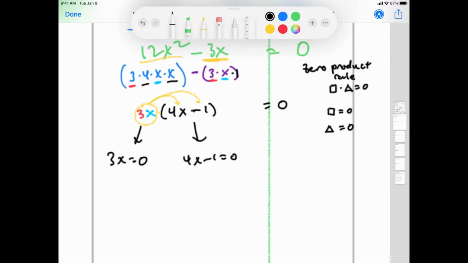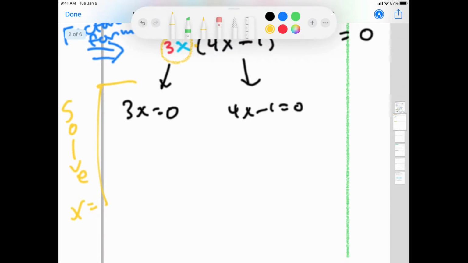So let's just note this. This is my factored form, or basically all we're doing here is factoring, and then everything below here, we are doing something called solving. Solving basically means we're going to have x equals. Okay? Alright, so let's go ahead and solve this.